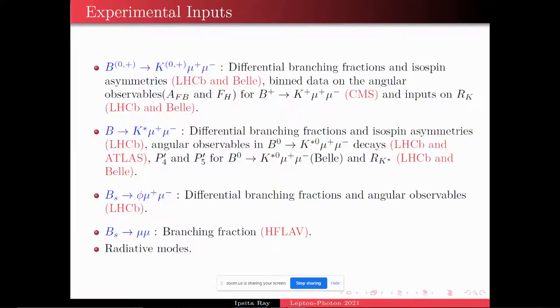Regarding the experimental inputs, the exclusive B to S transitions comprise of B to K l l, B to K star l l, Bs to phi l l, Bs to mu mu, and also the other radiative modes like B to K star gamma and Bs to phi gamma. Now there has been a significant advance on the experimental front, and we have measurements on the differential branching fractions, isospin asymmetries, and the angular observables for these different types of transitions from the various experimental collaborations. And we have considered these observables in our analysis, amounting to over 200 observables.